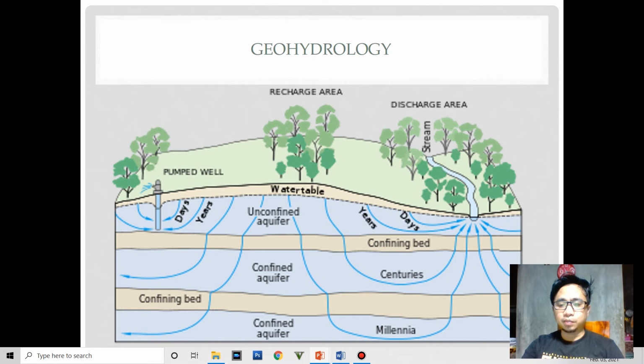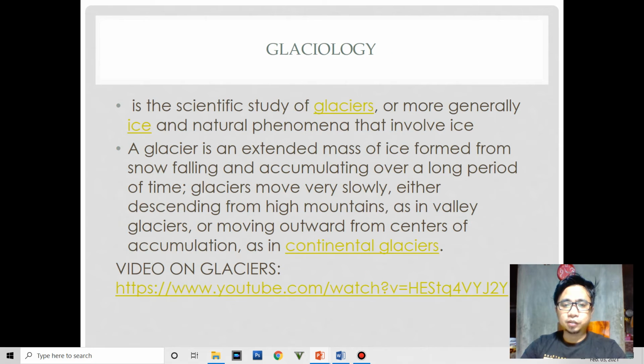or in mountainous terrain we have the watershed area. Okay, and aside from the watershed area for recharging purposes, there are also exit points like the stream, which are the discharge area. Okay, so another allied science of geology is glaciology. Of course, we are familiar with the term.